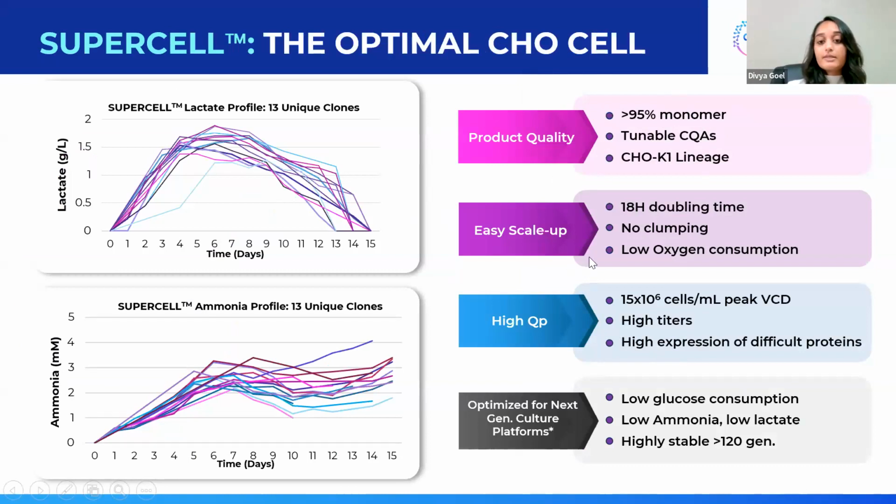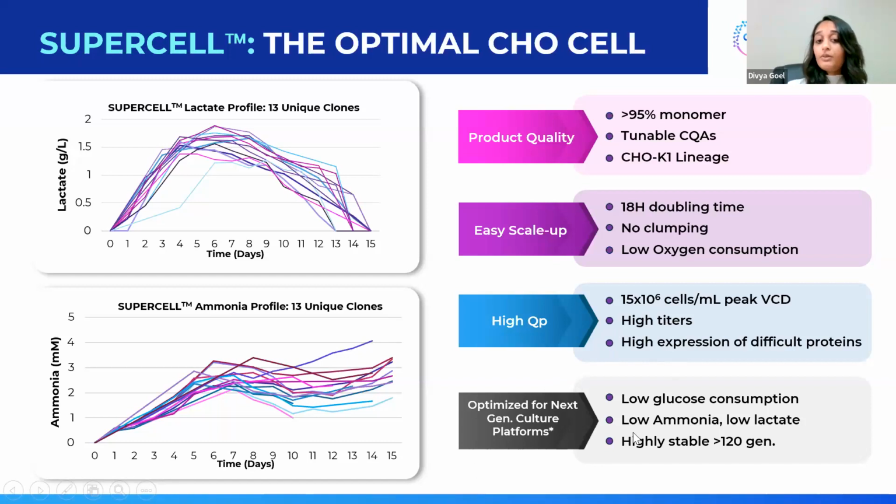Very easy scale up, has an 18-hour doubling time, no issues with clumping, low oxygen consumption, and very high specific productivity with our platformed fed batch production process using commercial media and feed. We obtain peak cell densities of 15 million cells per ml, very high titers of 8 to 12 grams per liter, and very high expression of difficult to express molecules.